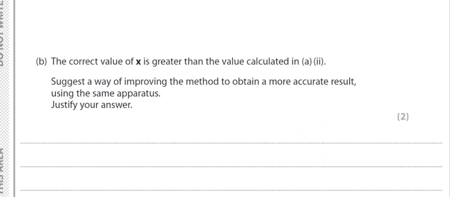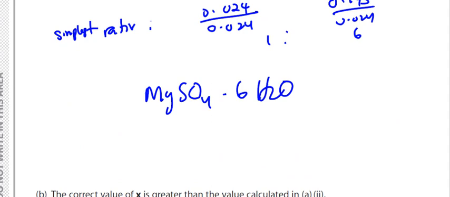The correct value for X is greater than the value calculated in A2. The reason is because we don't heat till a constant mass. Not all the water has been removed, only a limited amount of water is removed, right?